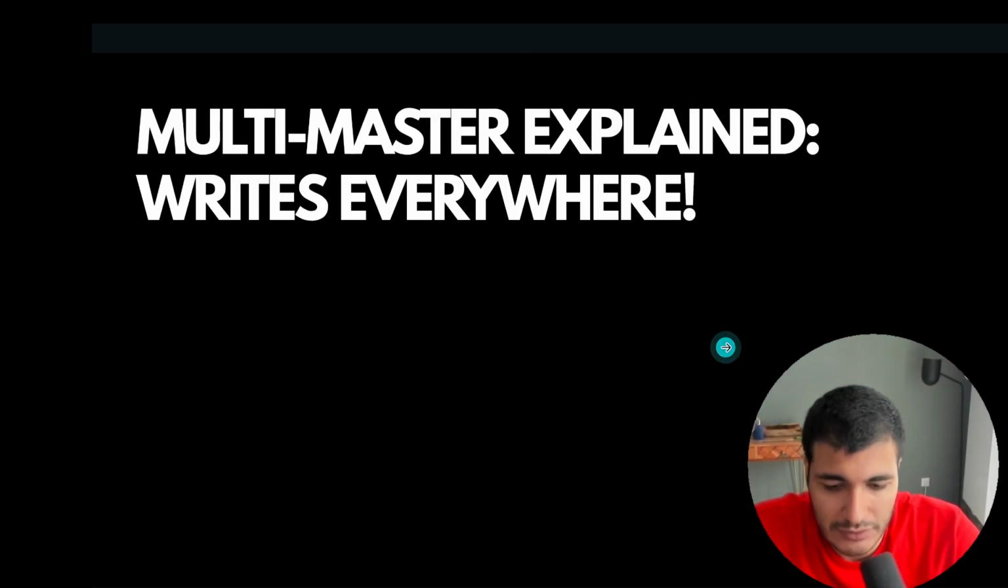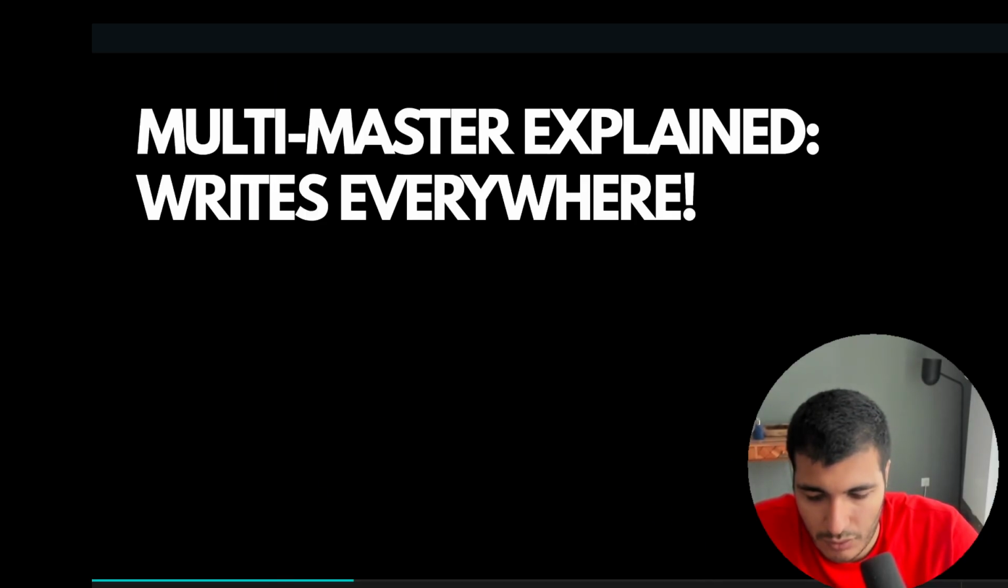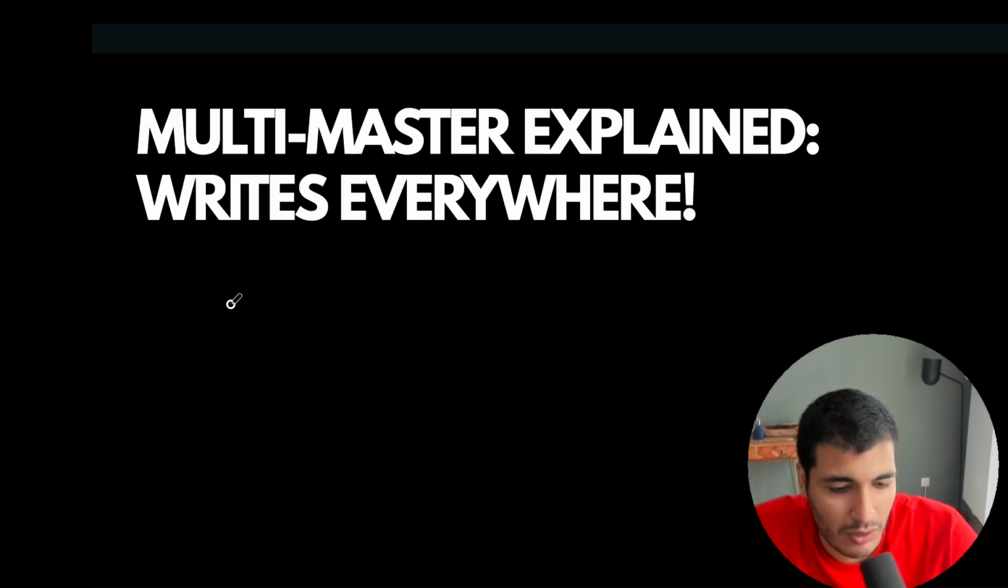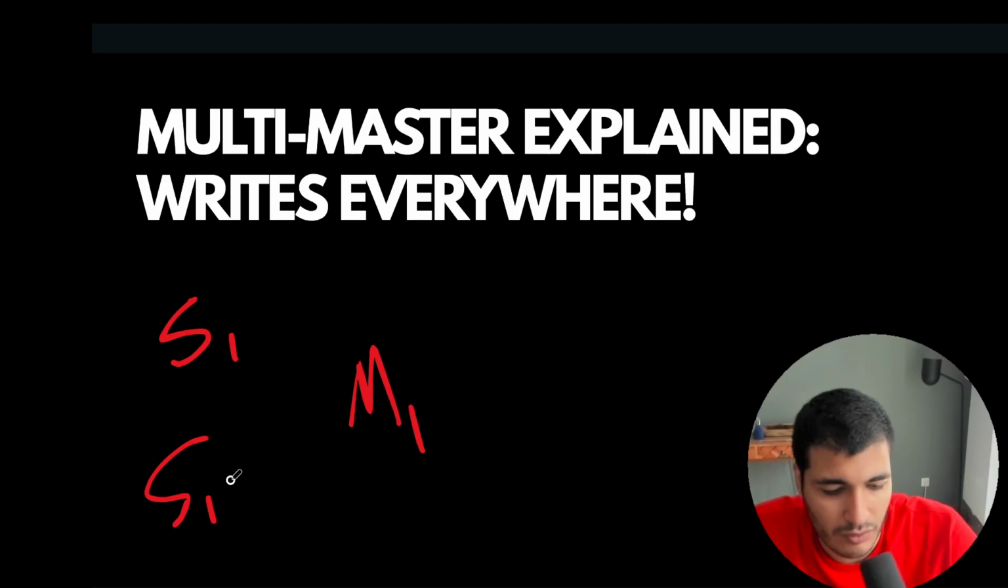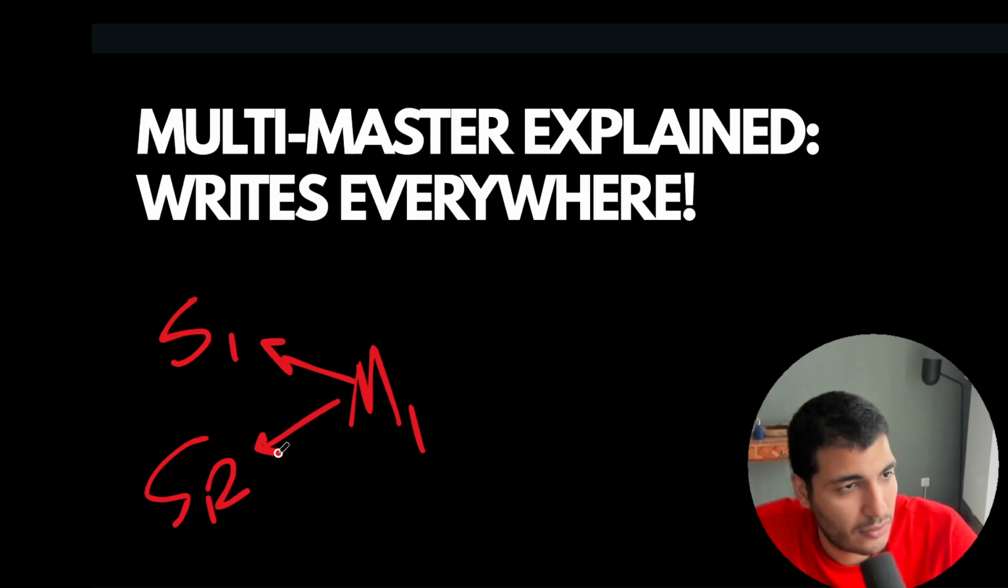Okay, so what is it? We need to break down what multi-master replication truly means. Imagine the read replication that we always know, where we have secondary servers, I call them S1 and S2, and we have a master, let's call it M1. The master serves all the write operations, and it will replicate the data across the replicas.